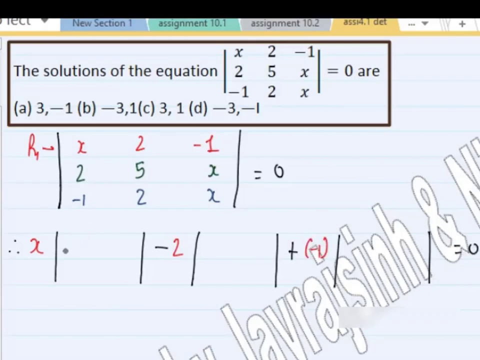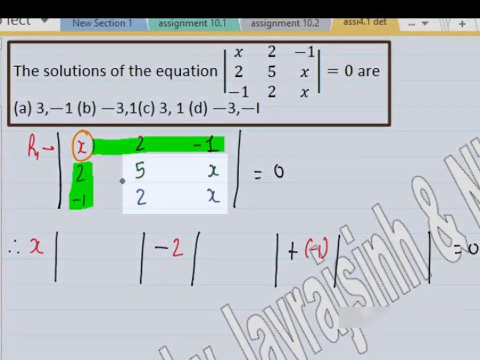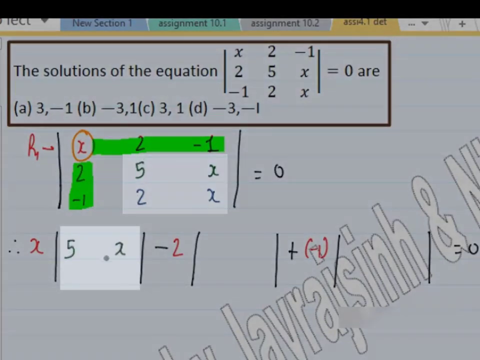Now to fill the first determinant, which is in the multiplication of the first element, we have to ignore its row and column. So the first element is in the first row and first column, so we have to ignore the first row and first column, which will give us the small 2 cross 2 determinant 5x, 2x. So let's write down 5x and 2x.